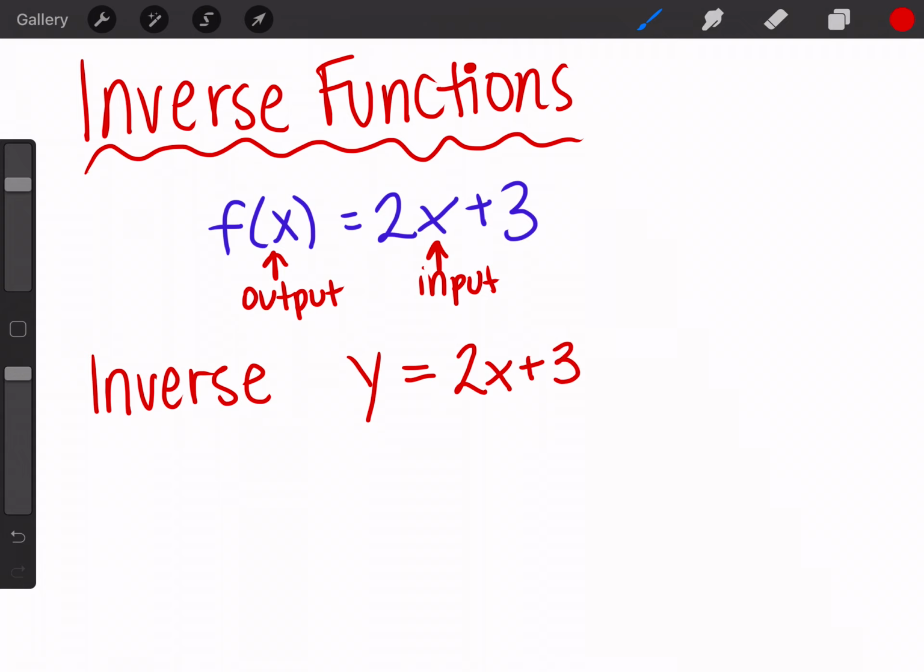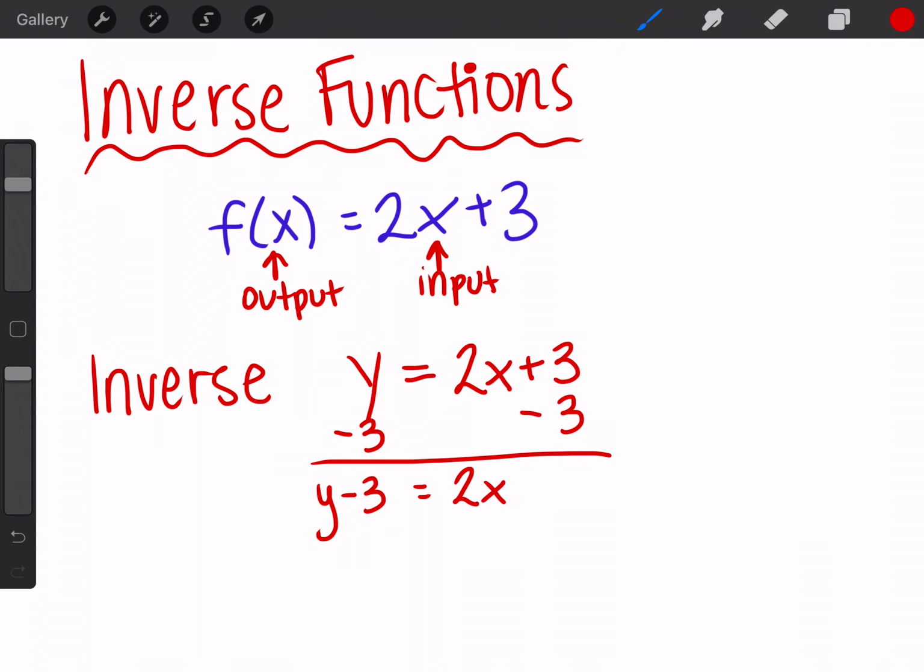Now remember, we find an inverse by reversing the operations. We're rewriting in terms of the input. So our first step, whoops, I made a mistake. Our first step that we're going to do, we're going to subtract 3 from both sides. Y minus 3, we can't do that, so we leave it as y minus 3. 2x, we haven't touched yet. Positive 3 minus 3 gives us 0.